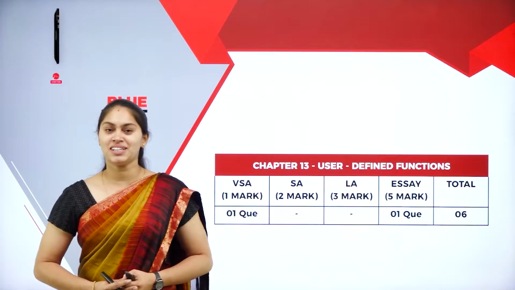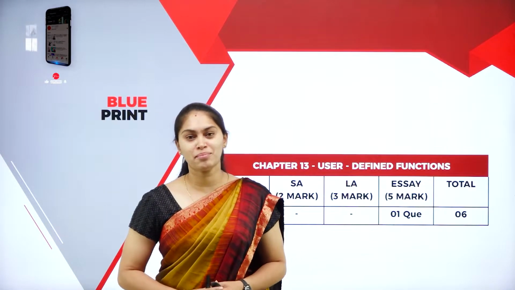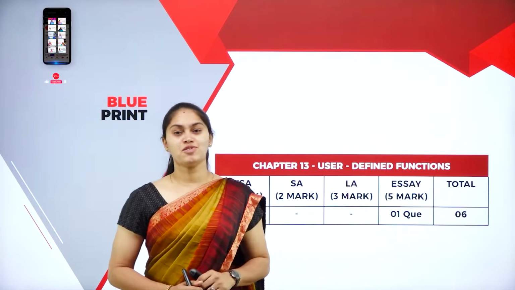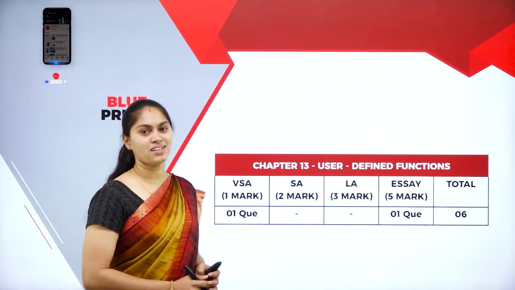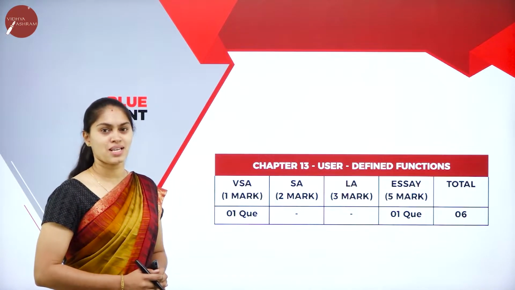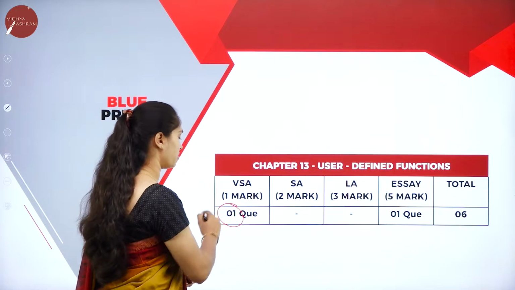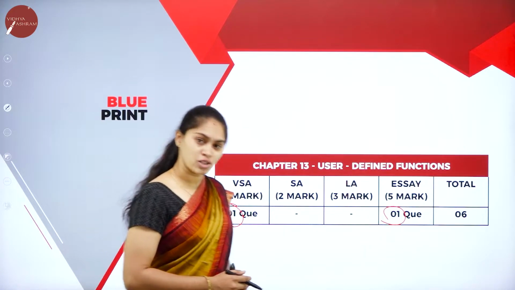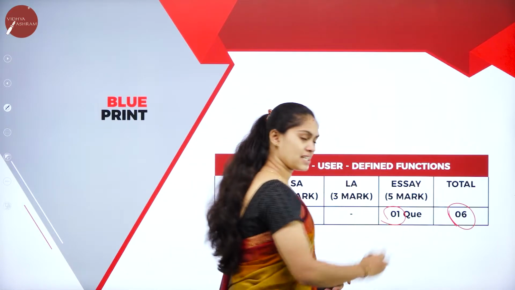In the first session, let me tell you about the blueprint of this chapter, that is, the marks distribution of this chapter. If you study this 13th chapter, user defined functions, you are going to get 2 questions from it: one 1-mark question and one 5-mark question. Totally 2 questions, for 6 marks.